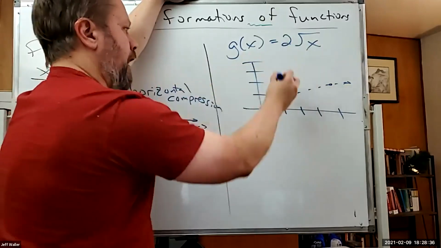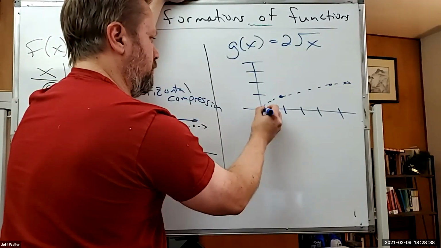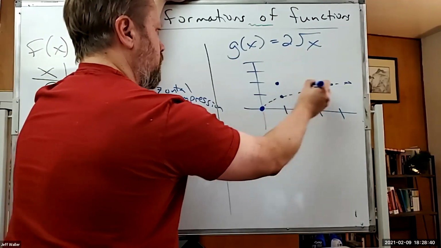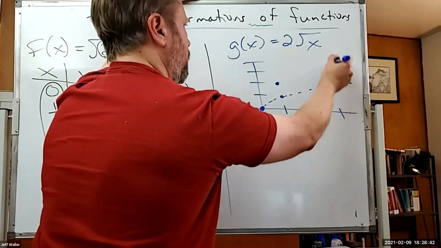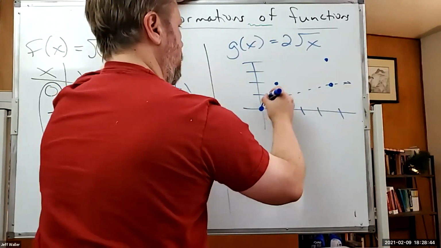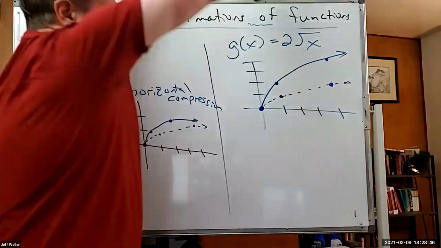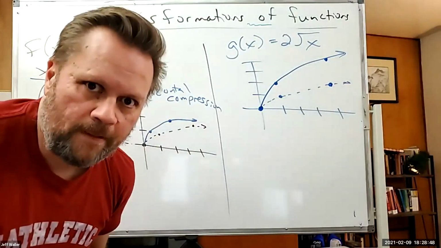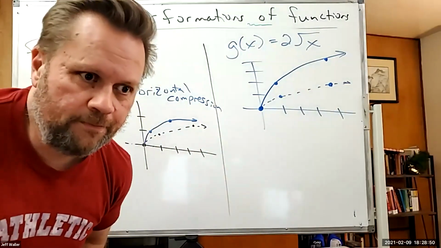Okay. I double. Twice 0 is still 0. Twice 1 is 2. Twice 2 is 4. So that is a vertical stretch. It just doubled all the outputs, right?